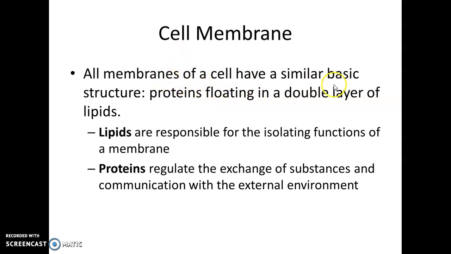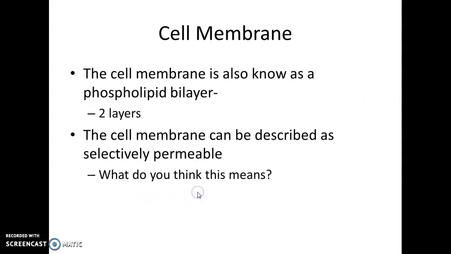So, all organisms are going to have a cell membrane, and they're the same basic structure across the board. They're all going to have a double layer of lipids and some proteins floating along in there. The lipids are responsible for the isolating functions, so that means that the lipids are really what's separating the inside of the cell from the outside. Proteins are going to regulate what's allowed to come in and what's allowed to go out, and it's also going to be important for cell communication.